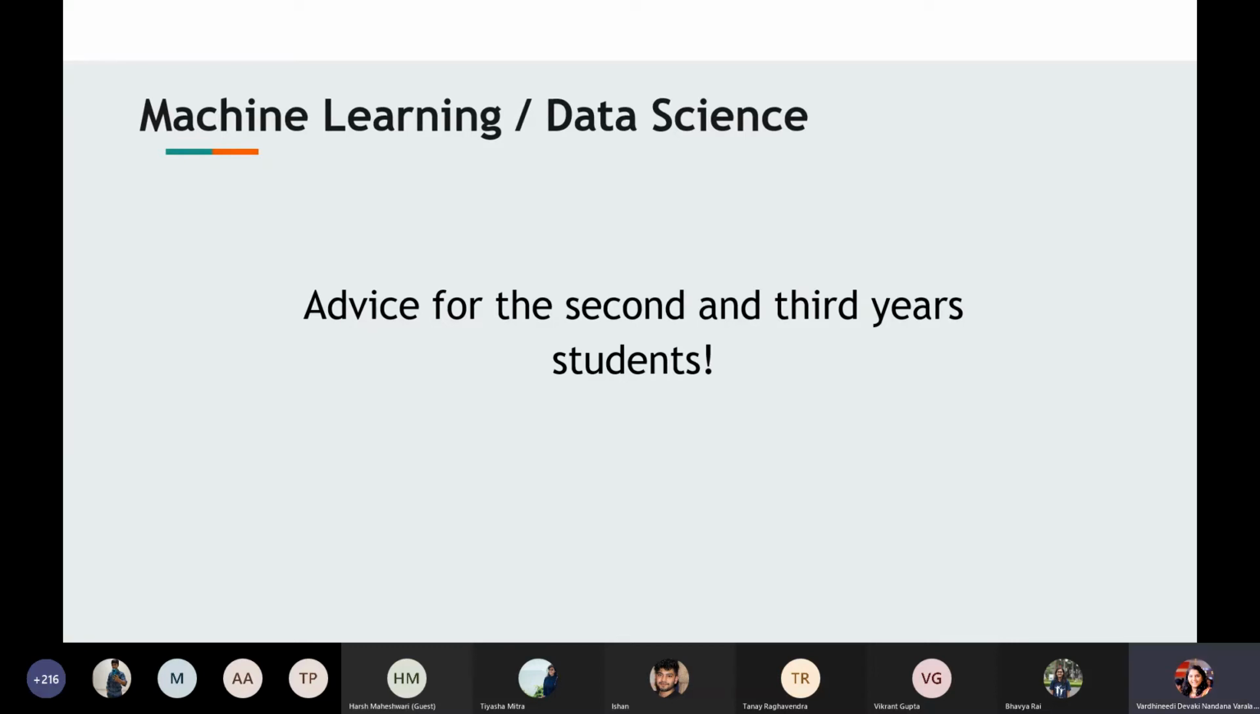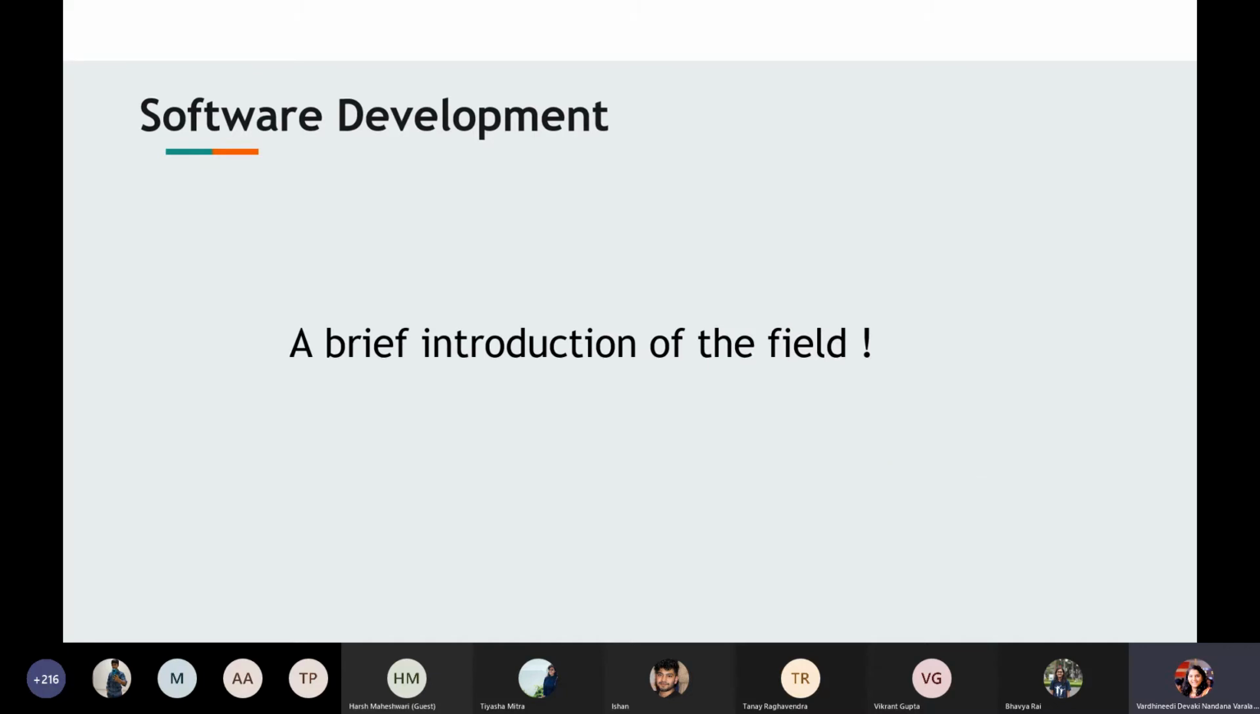Now let's move on to the software development profile. So, Ishan, could you please give a brief introduction to the field of software development? Yeah.